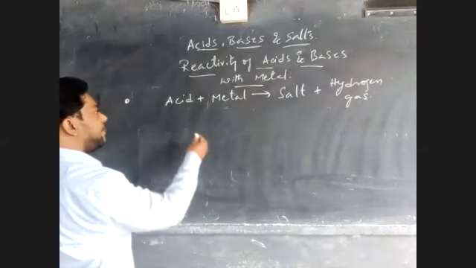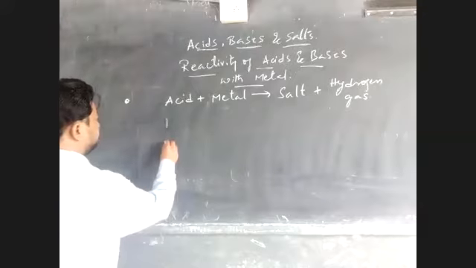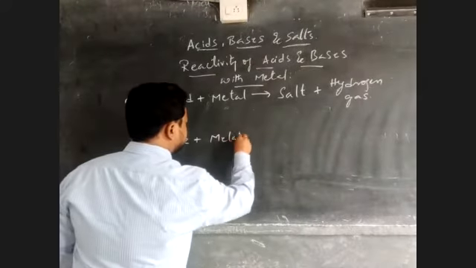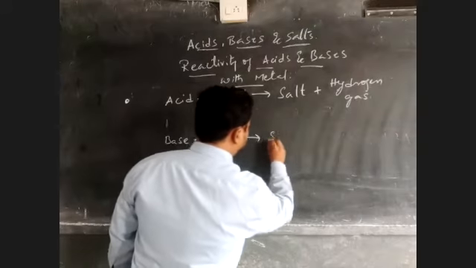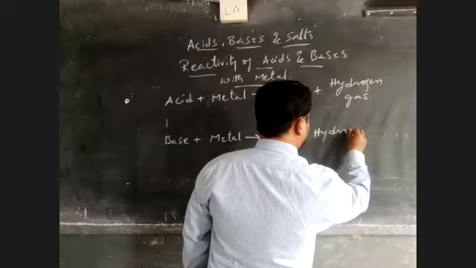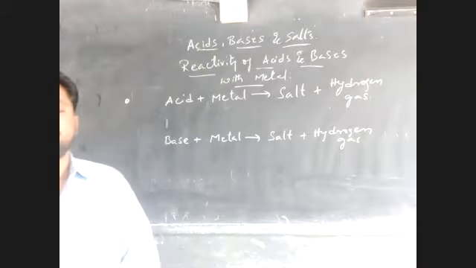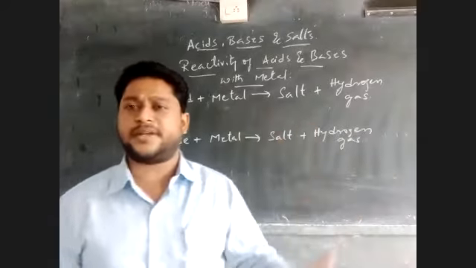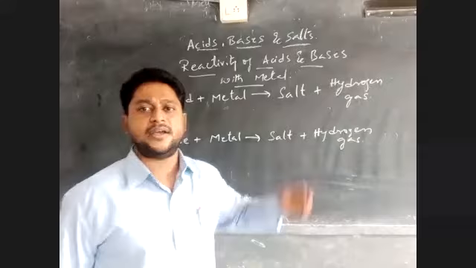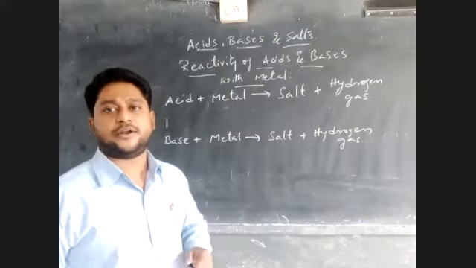Next, when a base reacts with a metal, it forms what? Salt and hydrogen gas. So when an acid reacts with a metal or when a base reacts with a metal, what are the products obtained? That is salt and hydrogen gas.